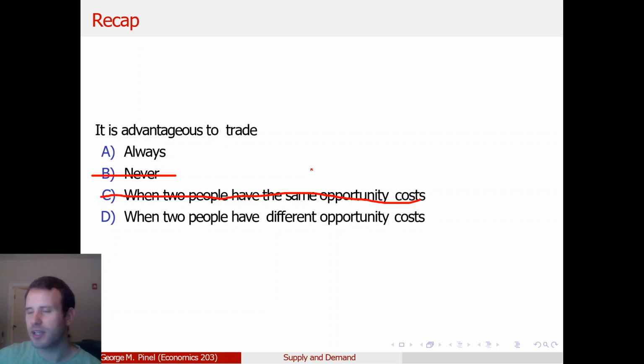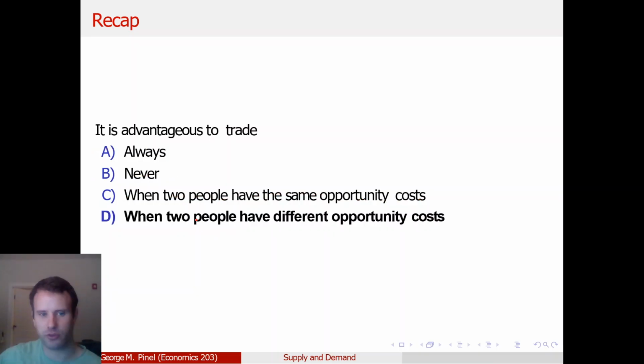Is it always advantageous to trade? Well, we just said if two people have the same opportunity costs, then it's not advantageous to trade. So that leaves when two people have different opportunity costs. As long as two people have different opportunity costs, there exists at least one price that will make both people better off without making anybody worse off. And if the price is exactly the opportunity cost, one person will be better off, one person will be the same. So the answer is D, when two people have different opportunity costs.